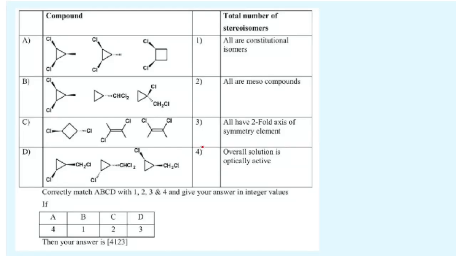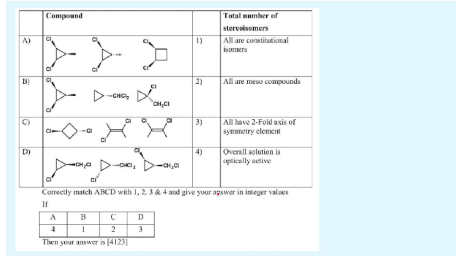So let's solve the last question. This is pretty difficult and also it's quite interesting, okay? This is an advanced level question. So there are some compounds given here and they are isomers. They could be either structural or stereoisomers. And there is some information about those molecules, like they could be either constitutional or they are mesomers or they have some sort of symmetry and their solution could be either optically active.